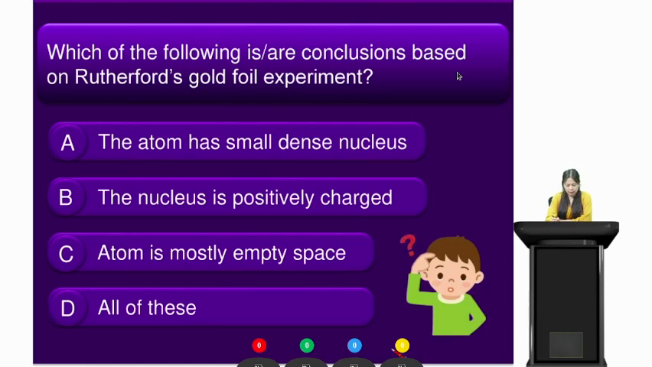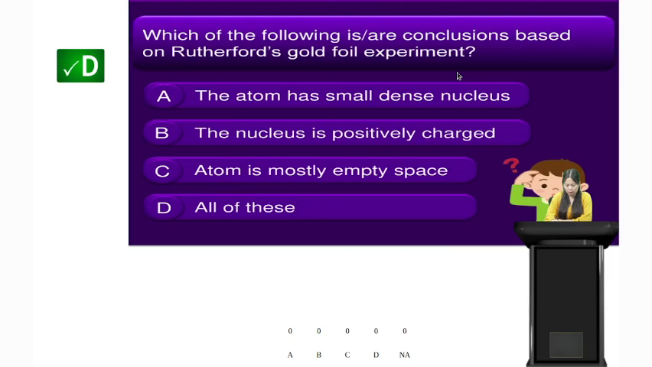Alright students, we have seen that according to Rutherford's atomic model, the atom has a small dense nucleus, the nucleus is positively charged, and the atom is mostly empty space. So the correct answer is option D, all of this. All of these are conclusions based on Rutherford's gold foil experiment.